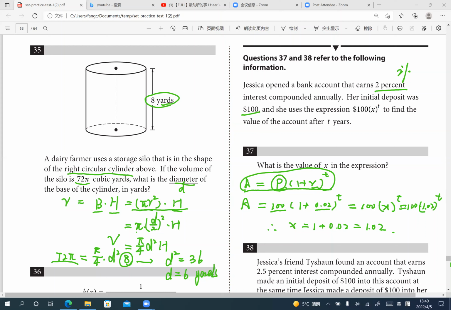And from the given information, she uses the expression 100 times x to the power of t. So A is also equal to 100 times x to the power of t. So now we know the value of x equals 1.02.